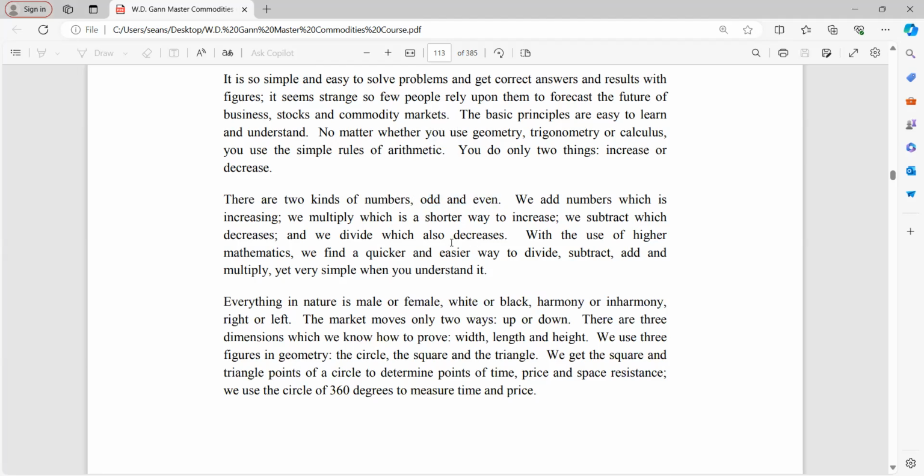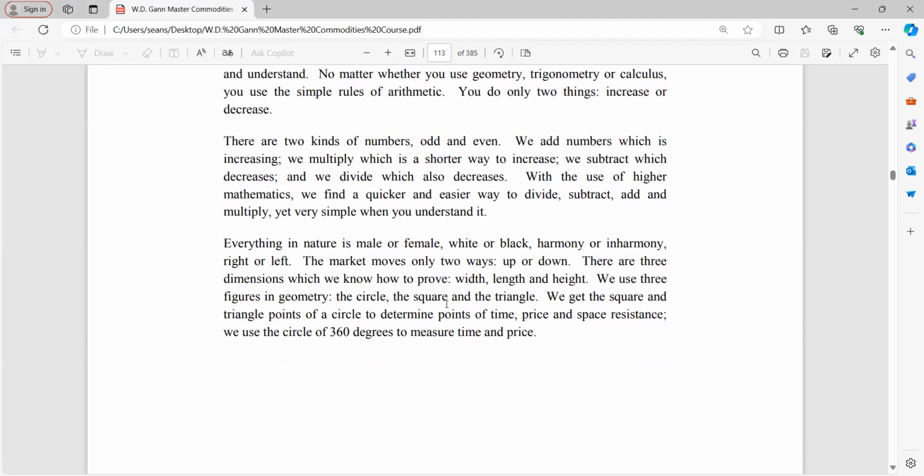The ebb and flow. We add numbers, which is increasing. We multiply, which is a shorter way to increase. We subtract, which decreases. And we divide, which also decreases. With the use of higher mathematics, we find a quicker and easier way to divide, subtract, add, and multiply, yet very simple when you understand it.